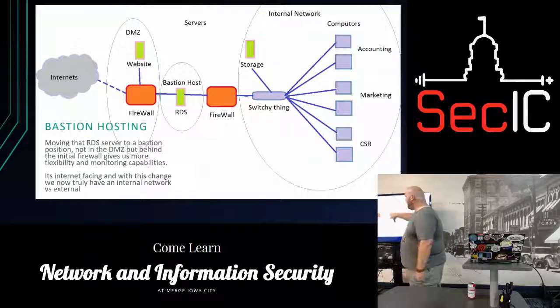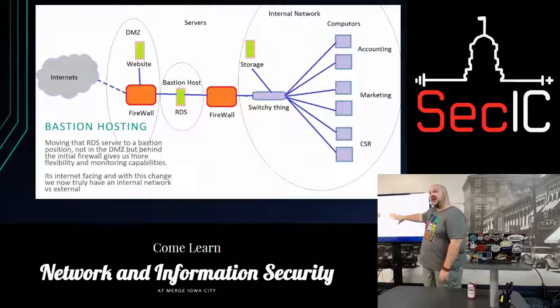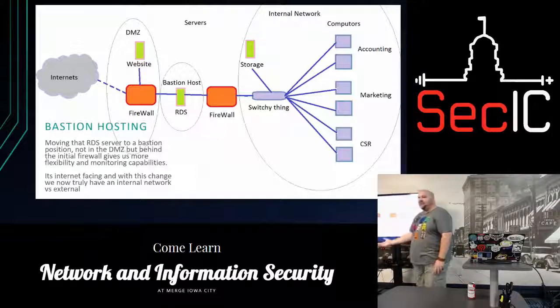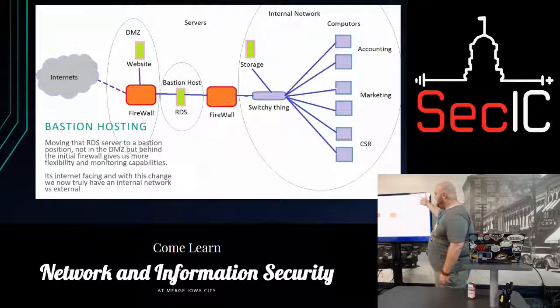So we've added another firewall in between our bastion host and the initial firewall. Because we know that the bastion host doing that RDS service stuff is only going to pass a certain number of ports to a certain number of computers. It doesn't need full access to this side of the network, and it definitely doesn't need full access out. So what we've now created is an actual, factual, internal network. This is stuff that we know needs to stay in-house and shouldn't necessarily have an outbound or inbound connection.